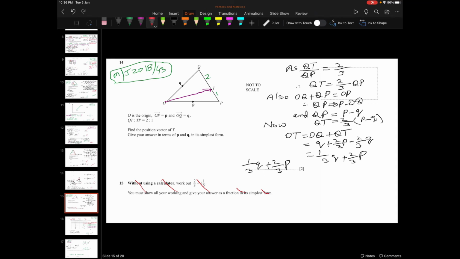In this question, O is the origin, vector OP is equal to P and vector OQ is equal to Q. Also QT ratio TP is equal to 2:1. Find the position vector of T. So we are going to find the value of vector OT. As QT upon QP is equal to 2 upon 3. Therefore, QT is equal to 2 upon 3 QP.